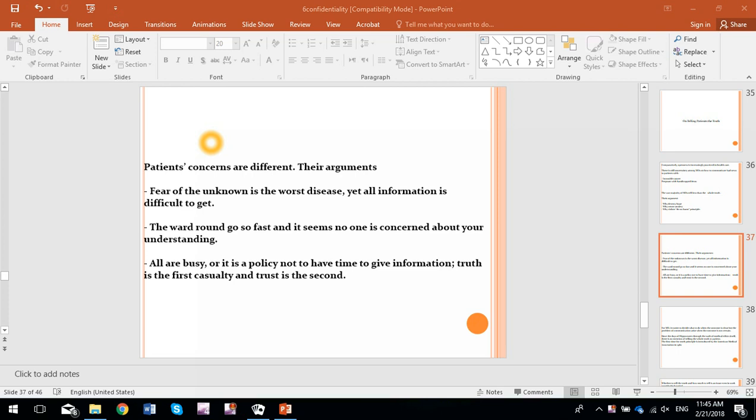And in this case, by not getting all the information, by moving so fast during the ward round, by looking so busy, what is the end of it? The patients say that the truth is the first casualty. الضحية الأولى هي الحقيقة لأنها مش عارفينها. وإذا الحقيقة الضحية الأولى، معناته الثقة راح تكون الضحية الثانية، وبالتالي we lose trust in the medical profession.